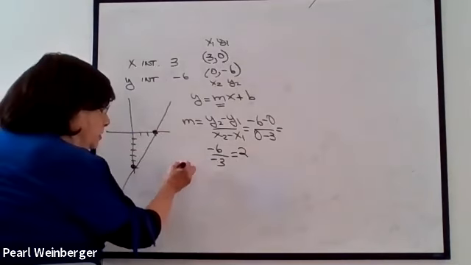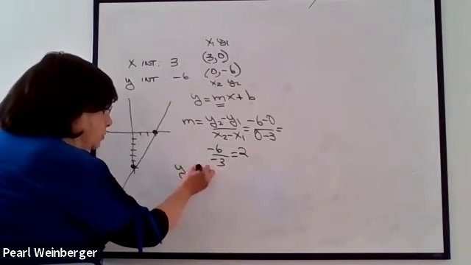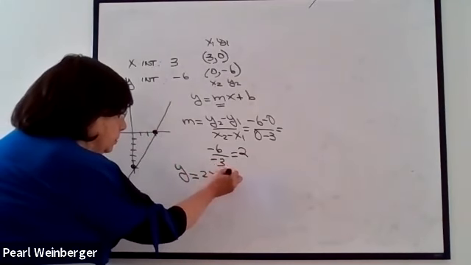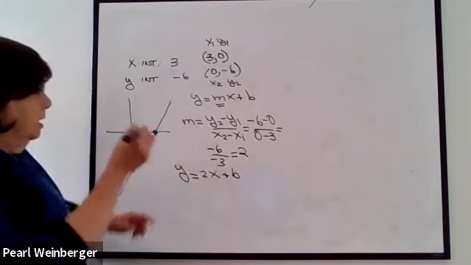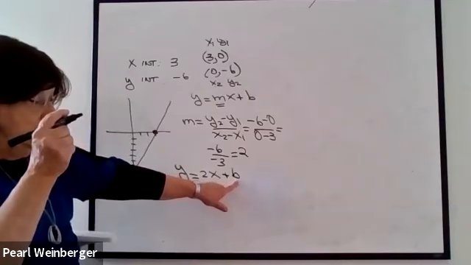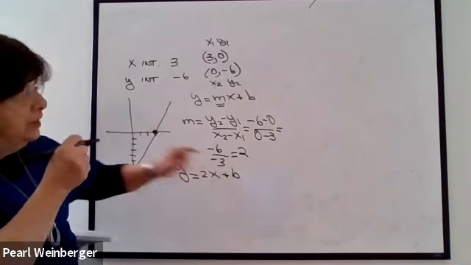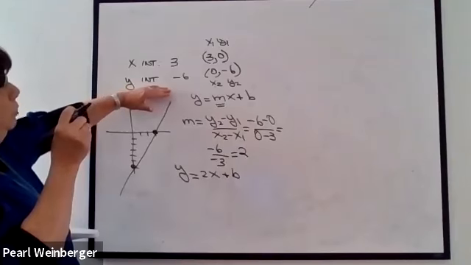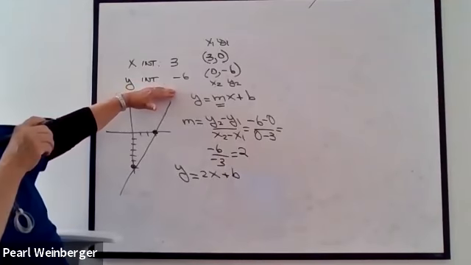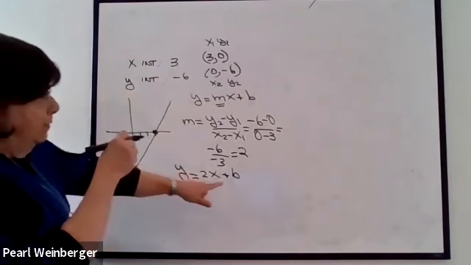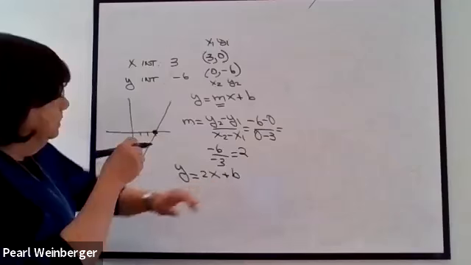So the first thing we know is that m is 2. So this becomes y equals 2x plus b. But remember what the b is. The b on any line is the y-intercept. And I don't even have to do any work because they told me what the y-intercept was. They told me the y-intercept is -6. That means my b has to be -6.